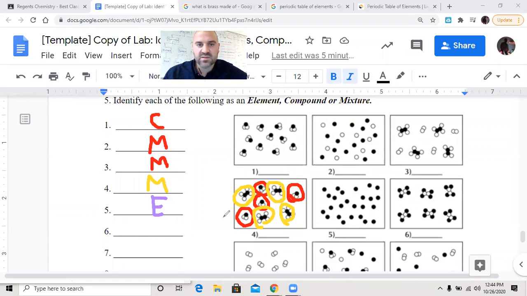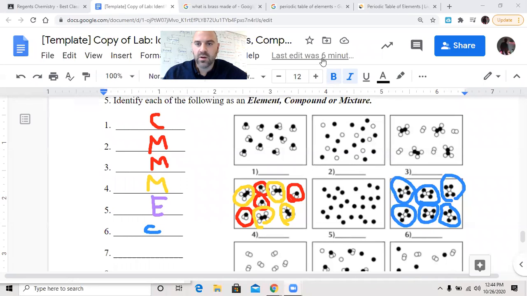Let's just do number 6. Which one's 6 represent? Element, compound, or mixture? So I'm analyzing, I'm saying, oh, these are all the same. It's not just one little particle by itself, it's several particles bonded or blended together. This is going to be a compound.